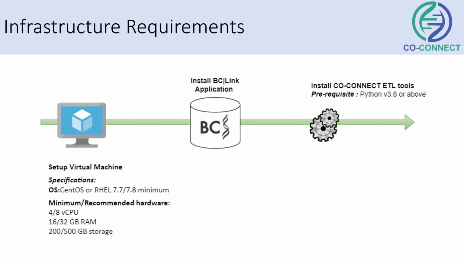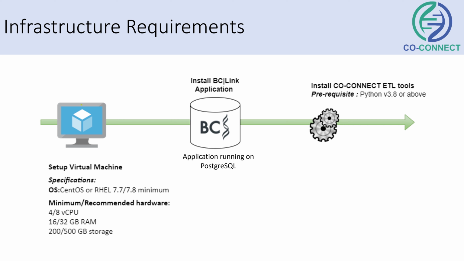This flow diagram gives an overview of the infrastructure requirements to run a successful ETL process. The infrastructure will be set up on the data partner's secure network, and the CO-CONNECT infrastructure team will provide support and assistance to the data partner during this process. The first step is to set up a virtual machine with at least minimum or recommended specifications. Once the VM is set up, the BC-Link application and the CO-CONNECT tool's Python package will be installed on it.